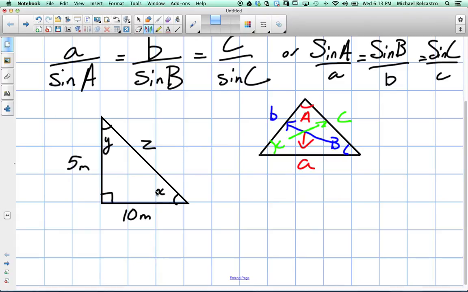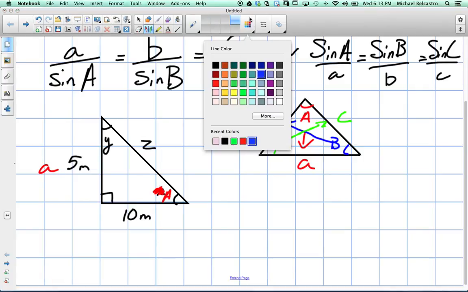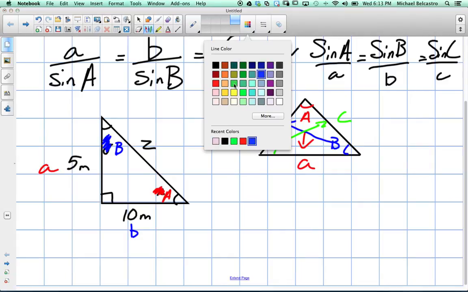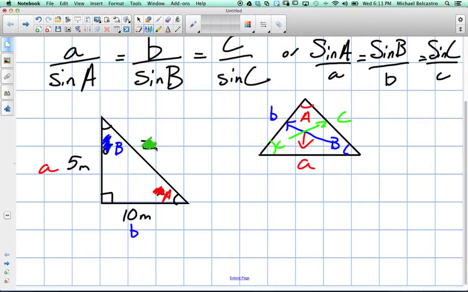So our x, I'm going to call that angle A now, which makes which side, side A? That one. What number's there? 5. Yeah, that's right. Let's call the opposite, that y, angle B, which makes which side, side B? 10. And that leaves us with this being side C. What would be angle C? The right angle. How many degrees is that? 90 degrees.